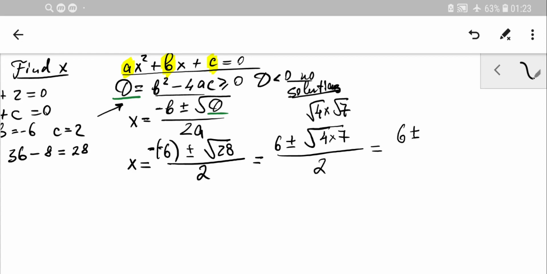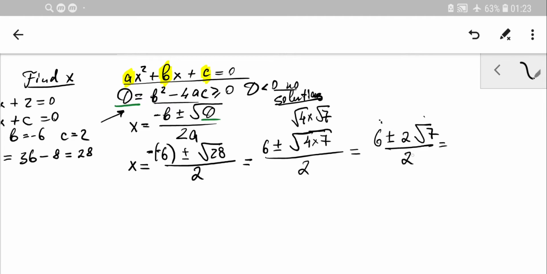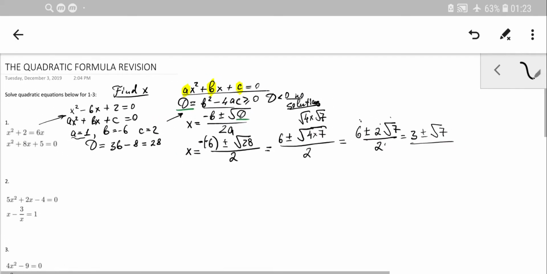Simply, we're just taking the square root of each number that stays under that sign, and we'll get 2 square root of 7 over 2. Now we can divide every top part by 2 because we're eligible to do that. So 6 over 2 is 3 and 2 over 2 is 1. We'll get 3 plus minus, and the 2s cancel during division, and we're left with square root of 7. So hence, that's the solution for the first.